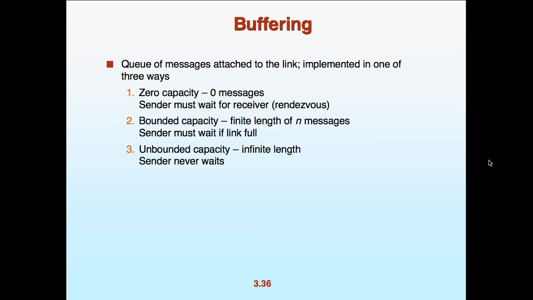And then we also have this concept of buffering that comes into place to buffer the memory between both of the simultaneously running processes. Queues of messages are attached to a link, implemented in one of three ways: zero capacity, bounded capacity, or unbounded capacity. The consumer-producer with the shared buffer is a buffering example in terms of the communication.